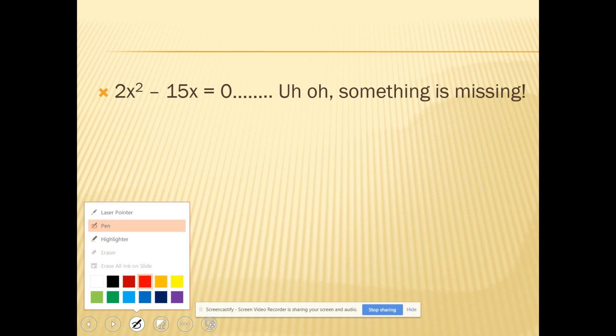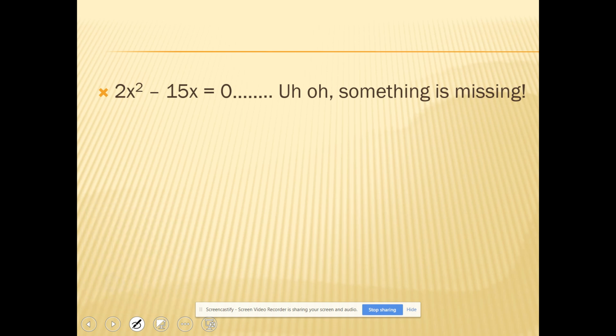Our last example tonight is this one. And I see that it's equal to 0, but I also see that we're missing something. So if I want to use the quadratic formula, I have to have all three terms, A, B, and C, and my C term is missing. So we can go ahead and add a 0. Since it's not there, 0 means nothing. And now I technically have A, B, and C.